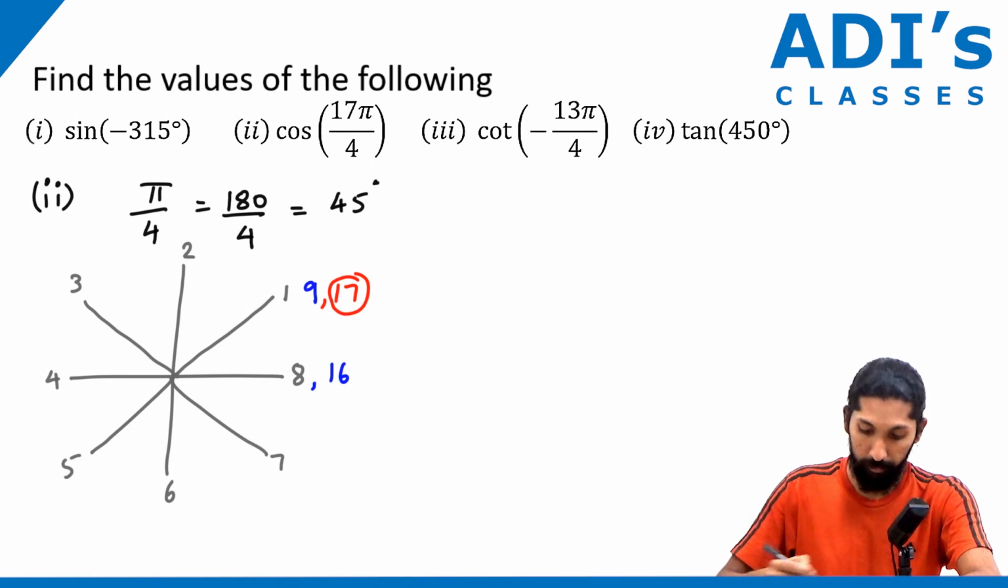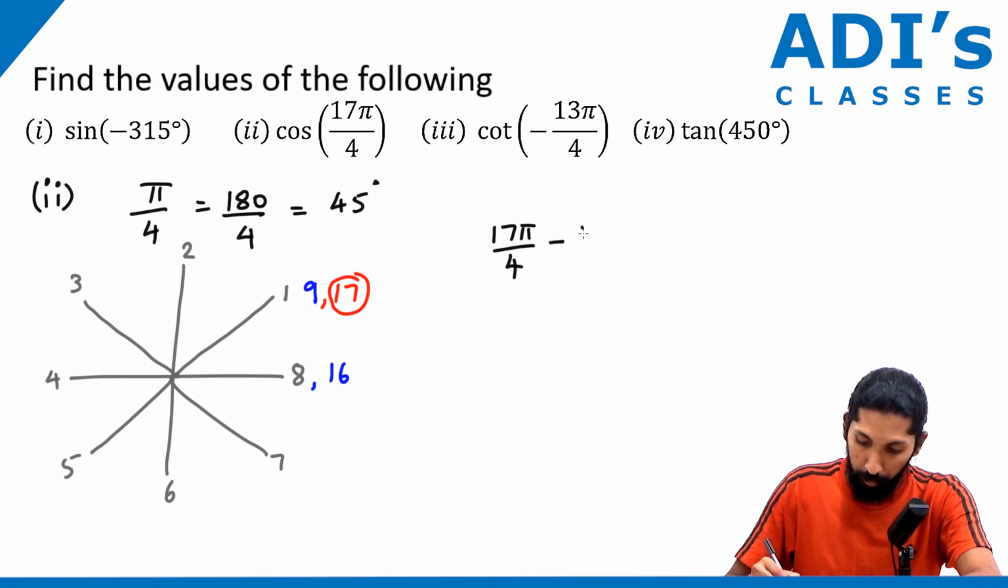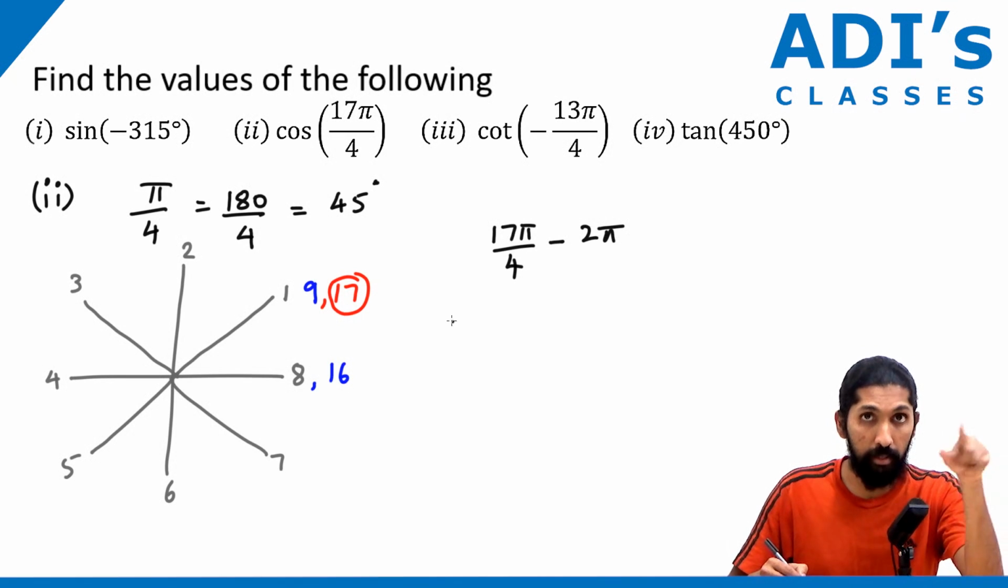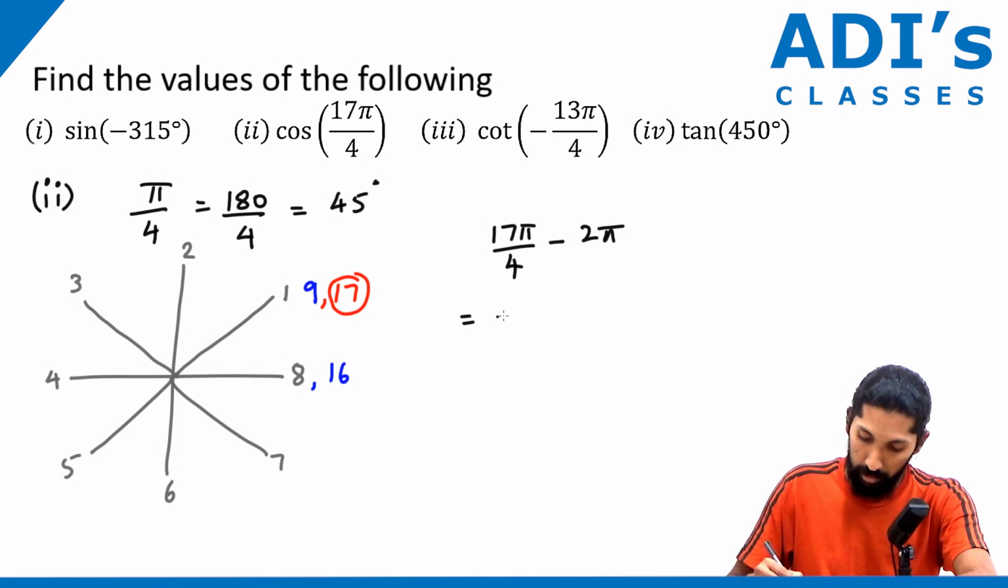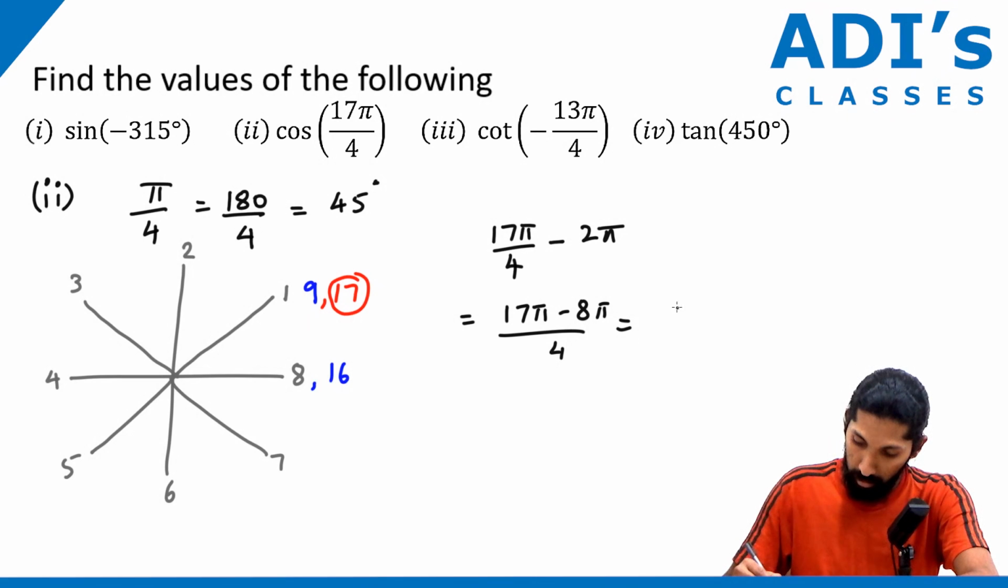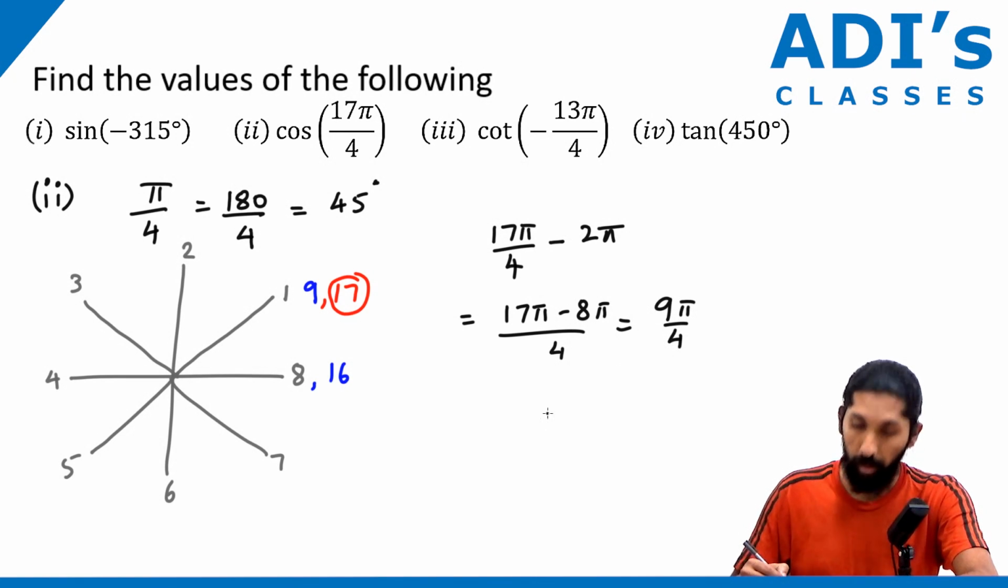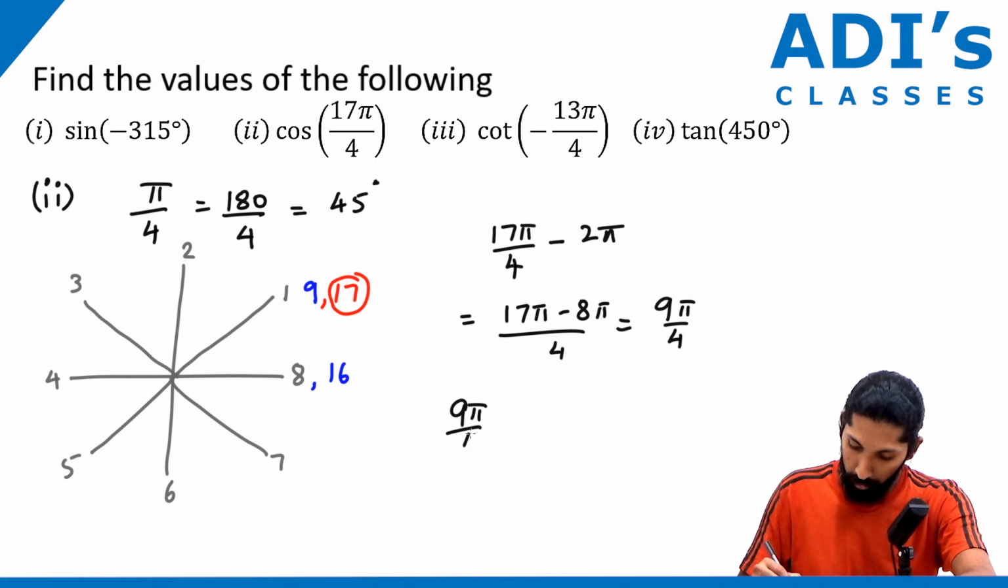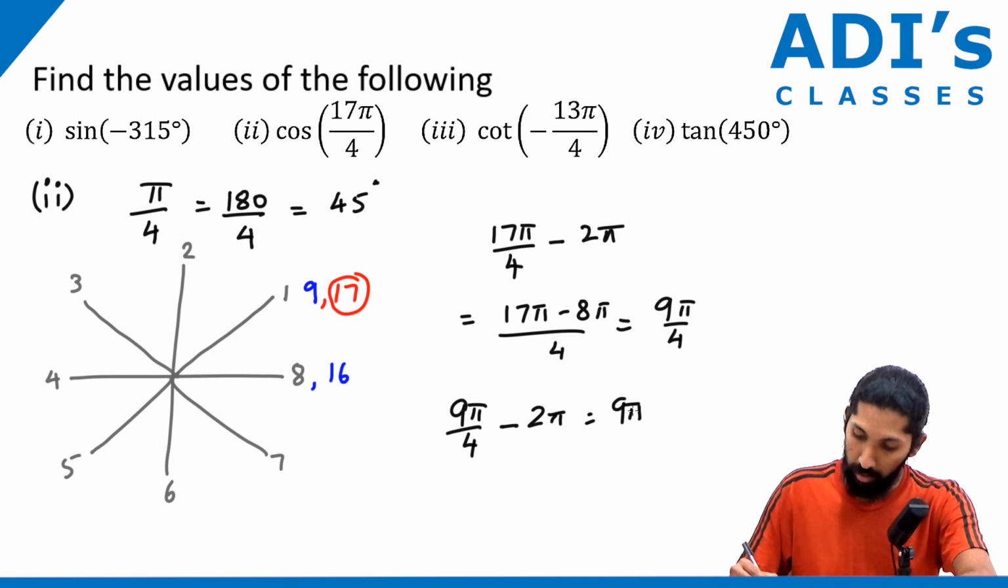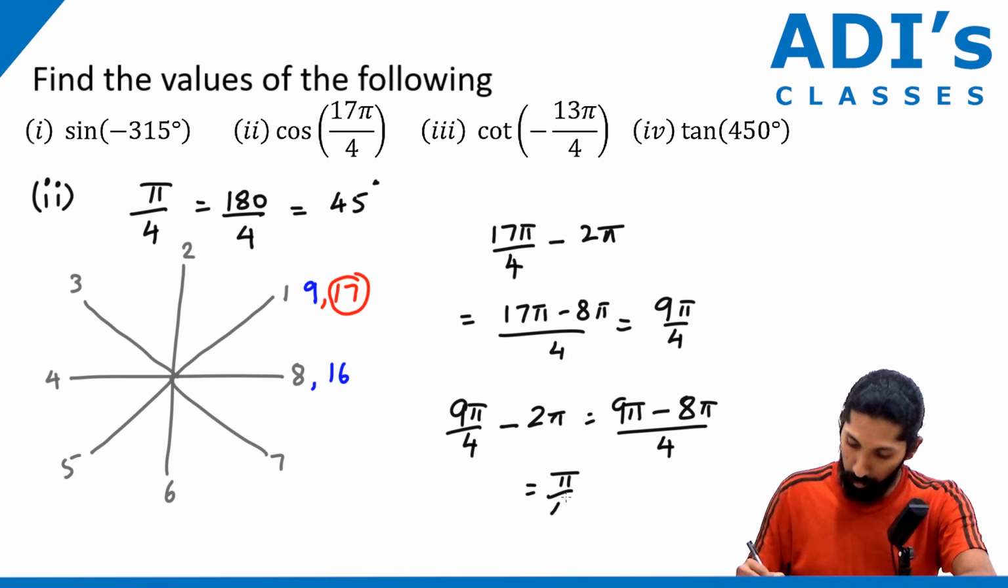For that, what we do: 17 pi by 4, subtract 2 pi, because 2 pi is 360. What are you going to get? 17 pi minus 8 pi by 4. 17 minus 8 is 9, so 9 pi by 4. Further subtract 2 pi: 9 pi by 4 minus 2 pi, which is 9 pi minus 8 pi by 4, which is pi by 4.